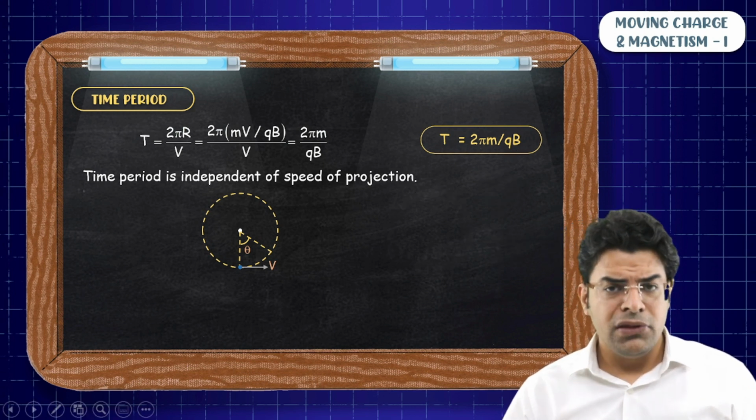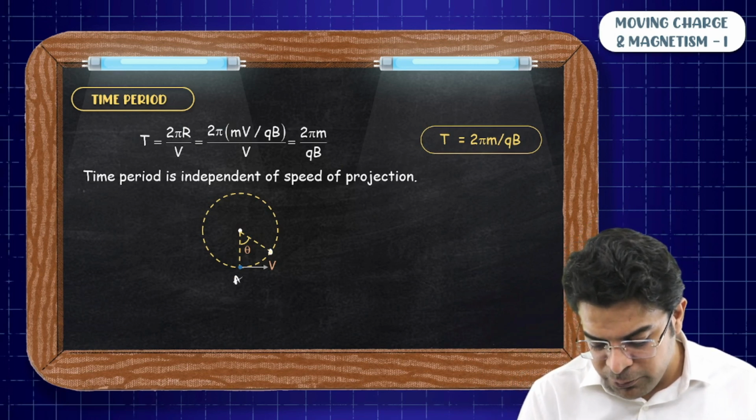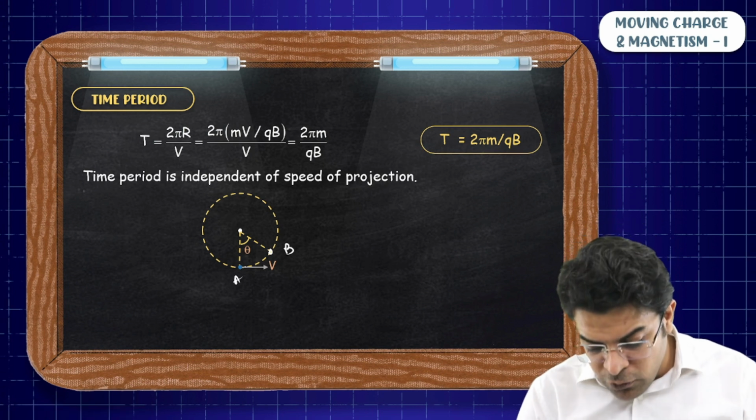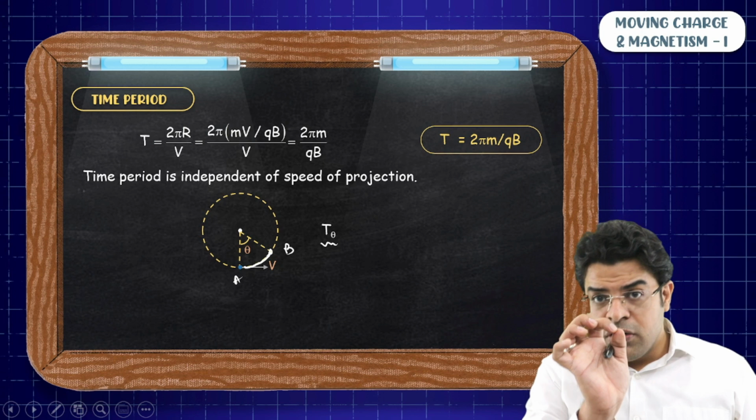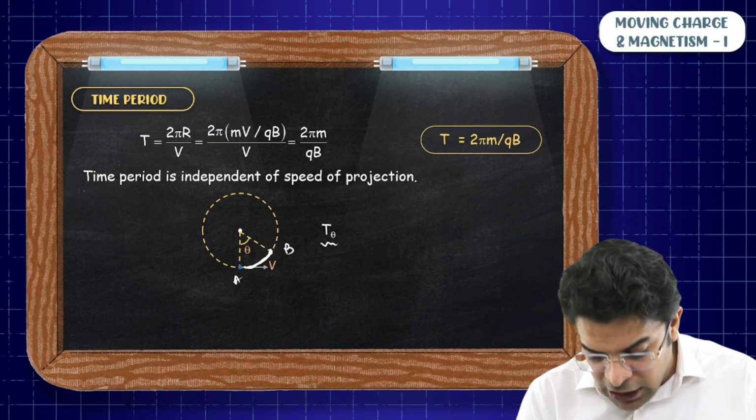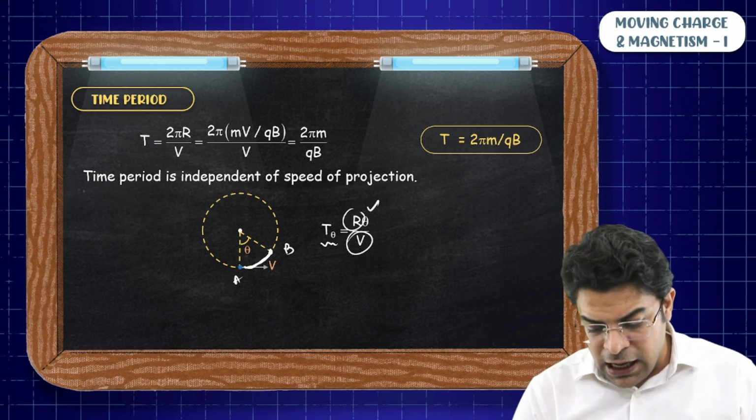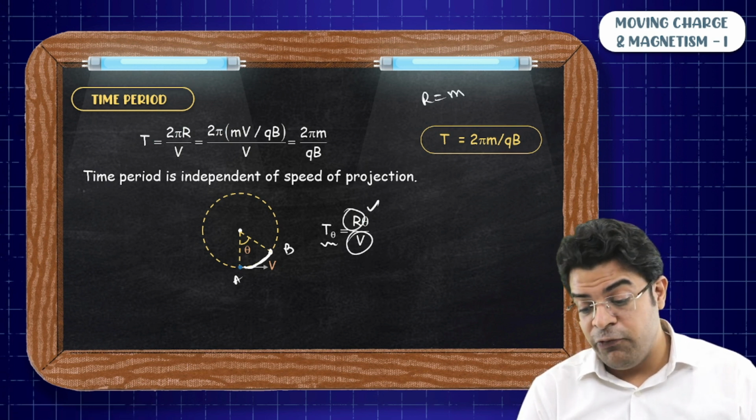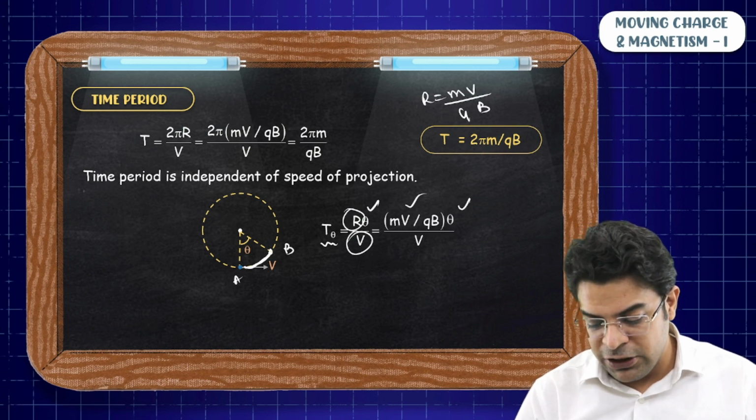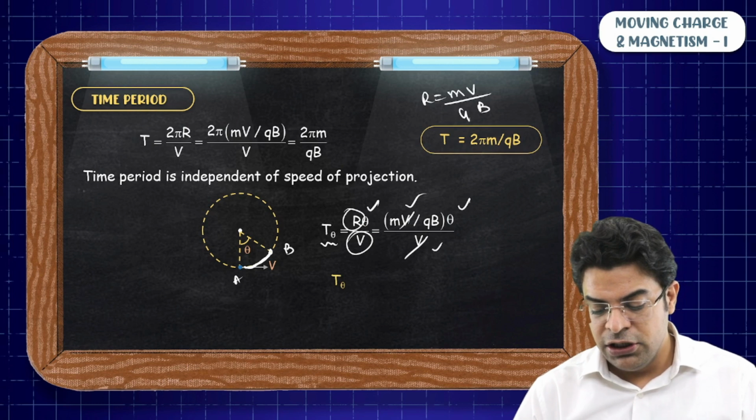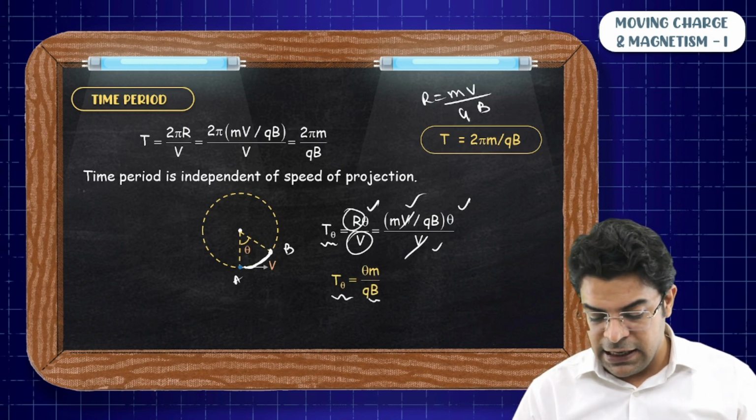Or you can go from the basics. Let's say the particle goes from point A to point B, so it moves along an arc. The time taken to cover an angle theta will be the length of the arc, which is r theta, upon the speed. Now, in place of r, you can substitute mv by qB. Remember the formula. So you will write mv by qB into theta by v. Again, cancel out v and v. So what you get is the time taken to turn through an angle theta is theta m by qB.